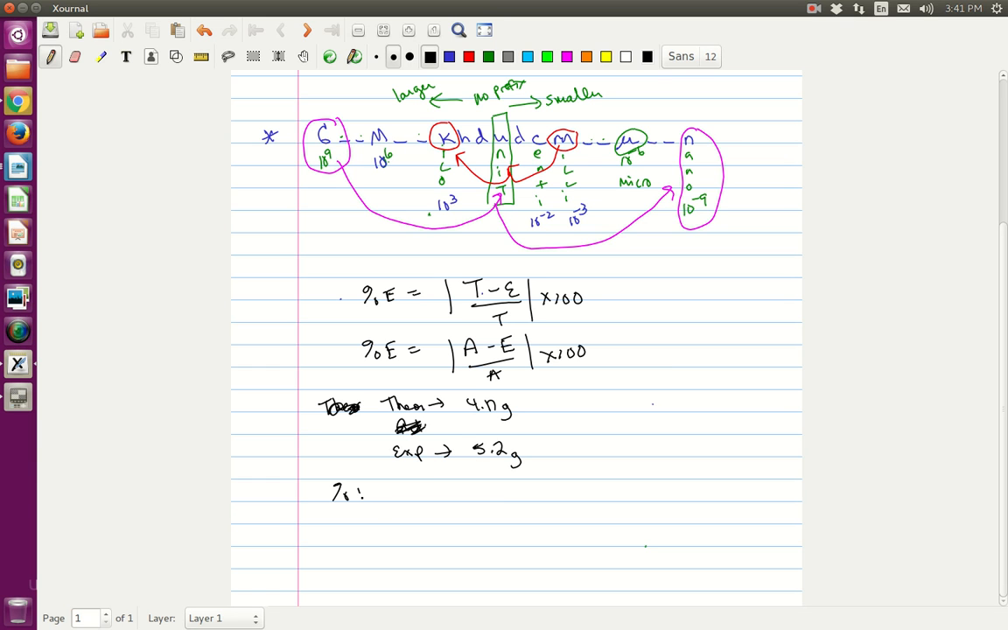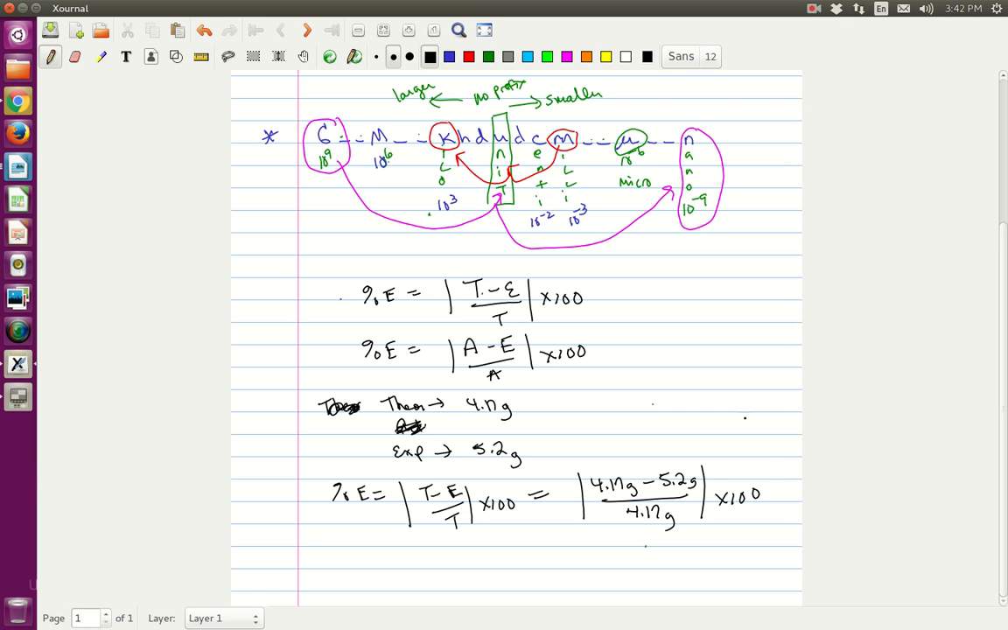If you don't write the formula, you will lose a point. Okay? So it's theoretical minus experimental over theoretical times 100. That's writing the formula. You put no numbers in it. Then you put the numbers in. The theoretical value is 4.17 grams minus the experimental value divided by the theoretical value times 100.